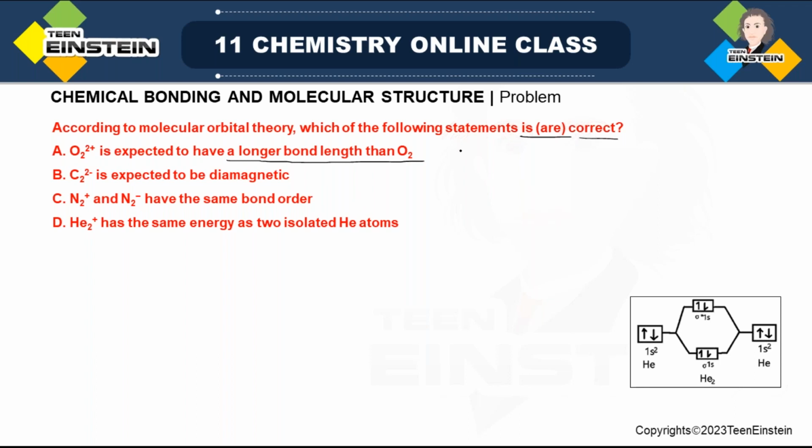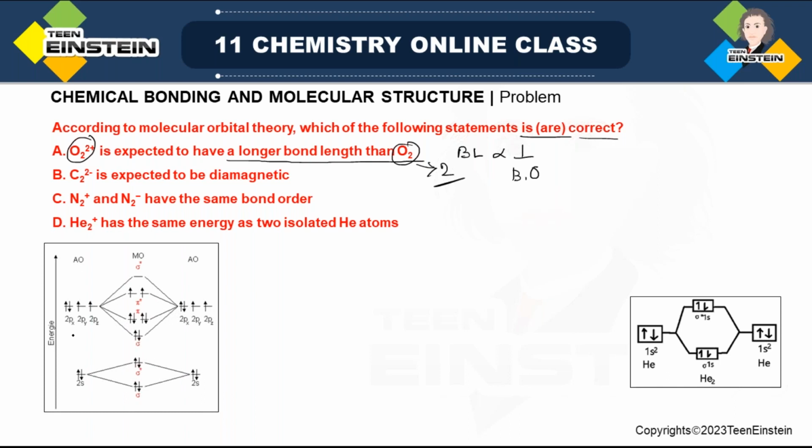Now bond length, we know, is inversely related to bond order. Longer bond length compared to O2 means what? It should have lesser bond order compared to O2. And in case of O2, what is the bond order? Bond order is 2. That means for O2 2 plus, bond order must be lesser than that. It is saying longer bond length, so bond order should be less. Then only can we say this statement is true.